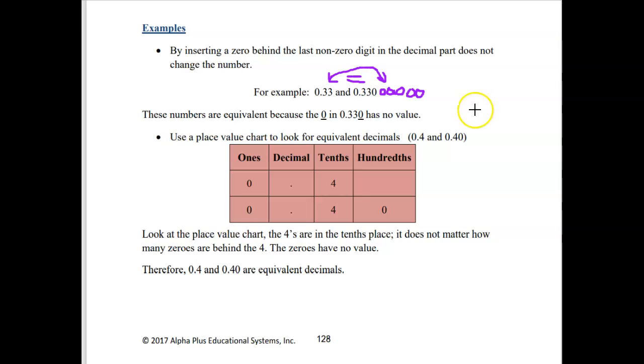Okay, so look at the place value chart here. So we have 4/10 and 0.40. They're the same thing. So the 4s are in the tenths place. It doesn't matter how many zeros are in the fours. 4/10ths and 40/100ths are equal decimals because you don't need the zeros. So if there's zeros there, as long as there's not another number after the 0, then these two will be the same because we don't care about zeros that are after your last digit, okay?